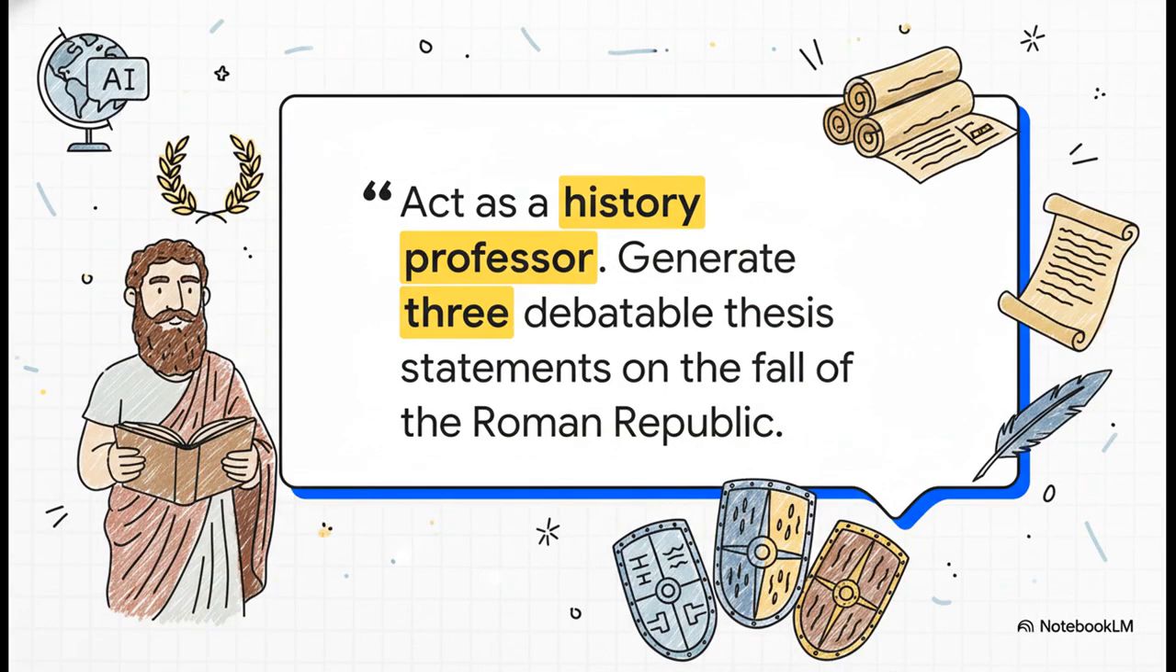Now, look at this. This is a strong prompt. Let's break down why it's so much better. First, it assigns a role: "Act as a history professor specializing in the Roman Republic." Instantly, the AI knows what kind of expert it needs to be.